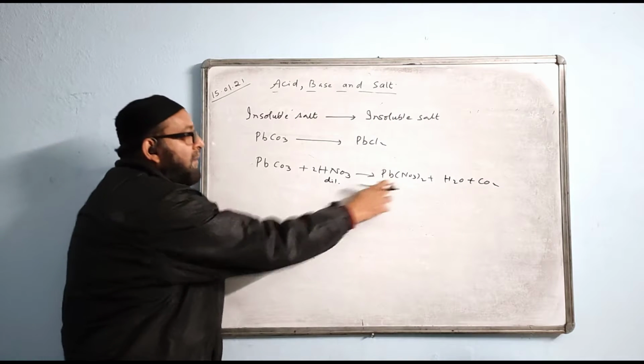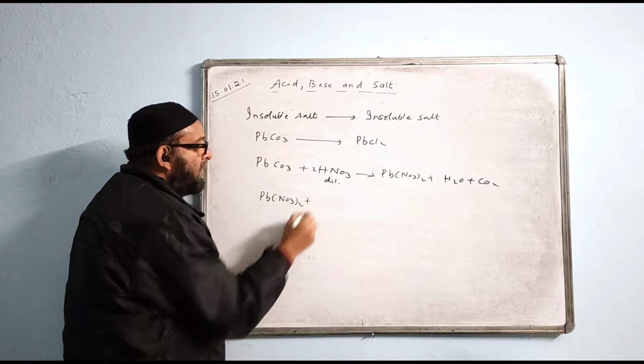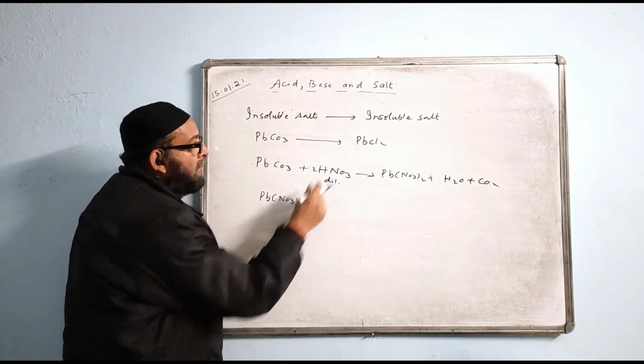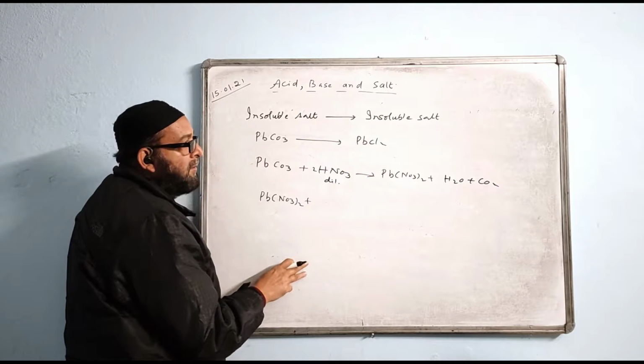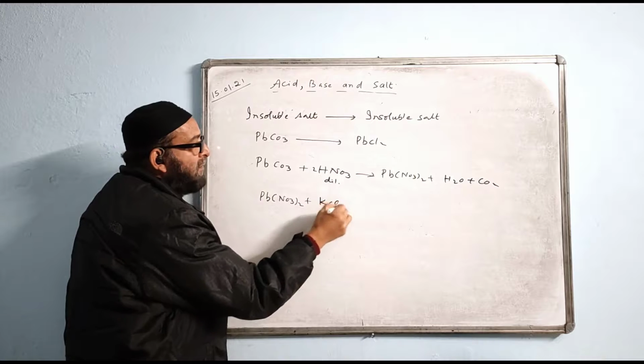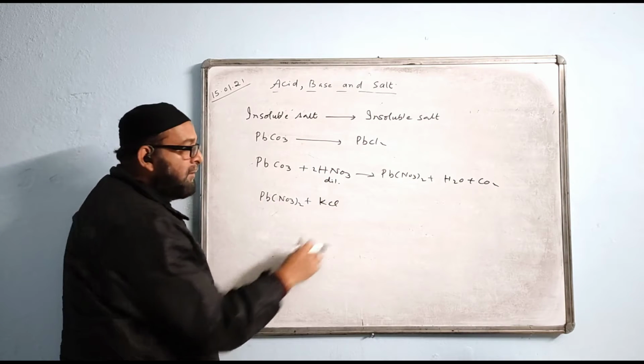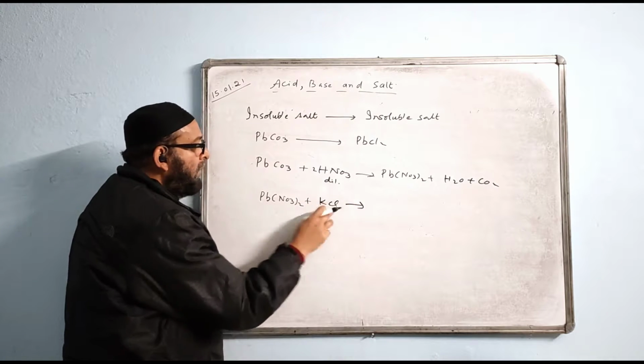Now what to do after that? Tell me. This one, Pb(NO3)2 plus a chloride. You can take KCl, you can take NaCl, you can take NH4Cl. Any one of these. What is the answer now? What will be the answer?